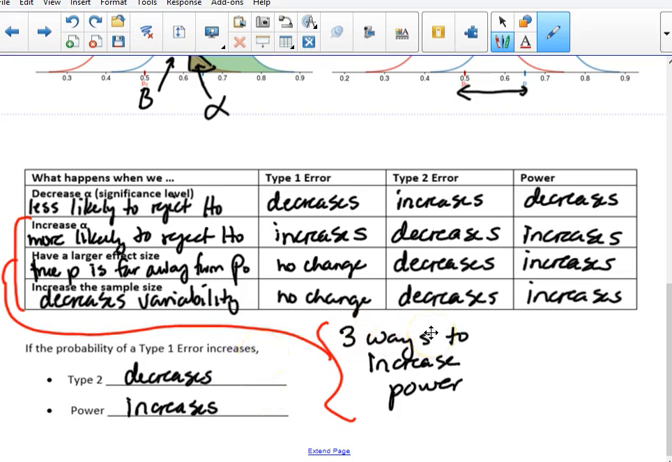There are 3 ways to increase power: increase alpha, have a larger effect size, or increase the sample size. So we're going to look at a few example questions now that deal with these concepts.